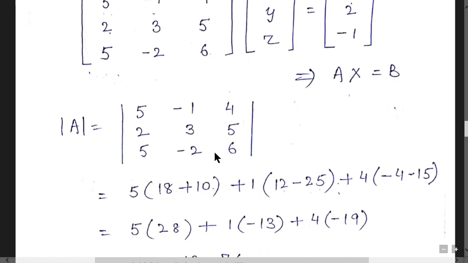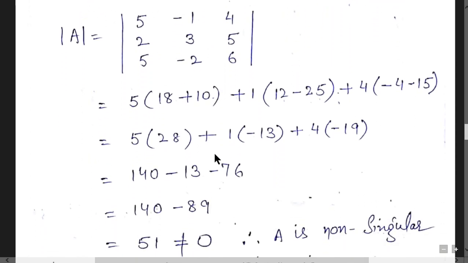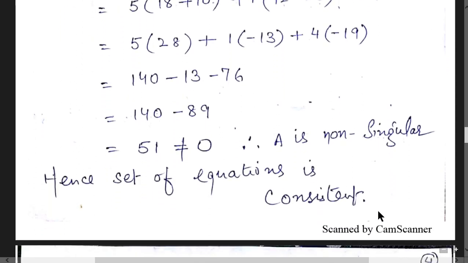Then calculate the determinant. The determinant is not equal to 0. It means it's non-singular. Simply calculate the determinant. If this value is equal to 0, then it is singular. If this value is not equal to 0, then it is non-singular. If the value is equal to 0, you can't proceed with the inverse of A or the calculation of the value of x, y, z. Otherwise, if it's non-zero, then you can calculate the value of x, y and z. You can proceed with the inverse of A.